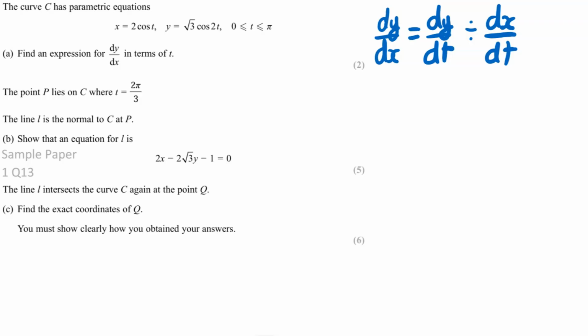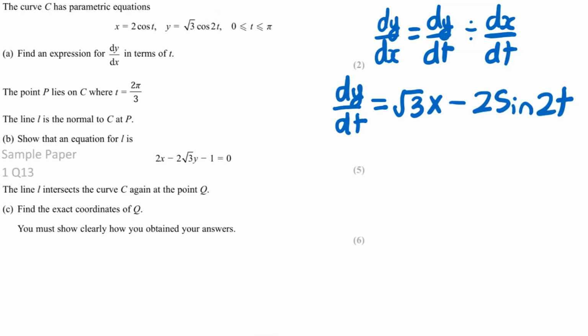So if we first focus on finding dy over dt by differentiating this here, so it's going to be this root 3 here multiplied by cos 2t differentiated. When you differentiate cos 2t, so when you differentiate cos, you get minus sin, but remember you have this 2 here that's going to go to the front, so it's going to be minus 2 sin 2t like this here, then minus 2 times root 3 is minus 2 root 3, and then this sin 2t.